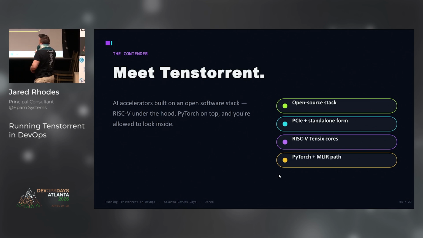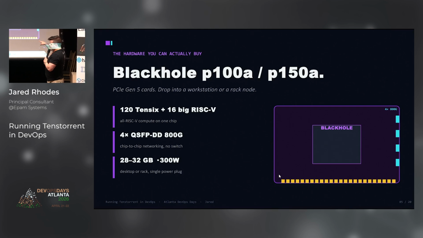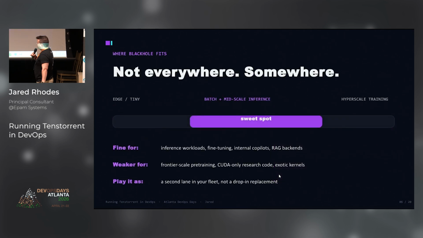So Tenstorrent is a RISC-V architectured GPU or PCI slot enabled piece of hardware that you can plug in like this, the Black Hole. It looks almost just like a GPU. It plugs in and it has 28 to 32 gigabytes of memory, and you can actually use the QSFP to cable a bunch of them together.